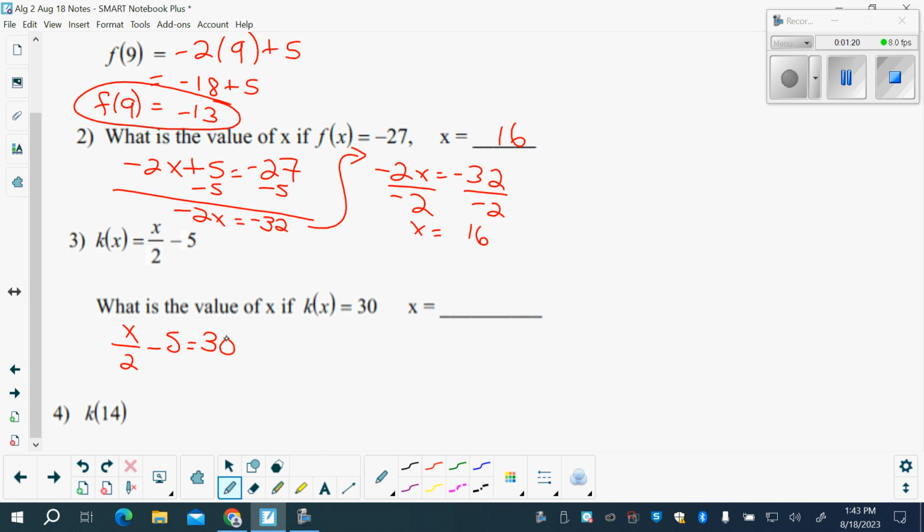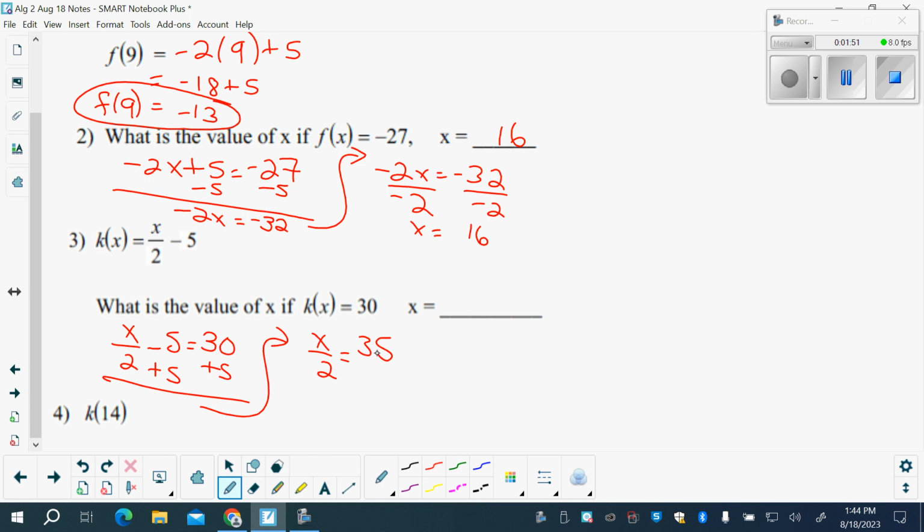So let's do it algebraically. We want to get rid of this minus 5 by adding 5 to both sides first. So we get x over 2 equals 35, and then what would we do next to solve that? Multiply both sides by 2.